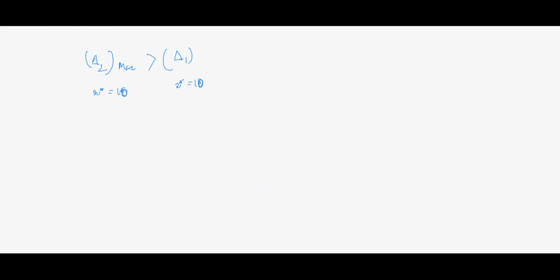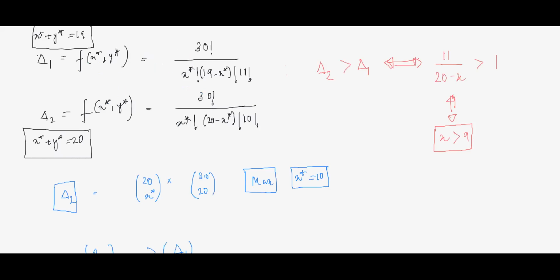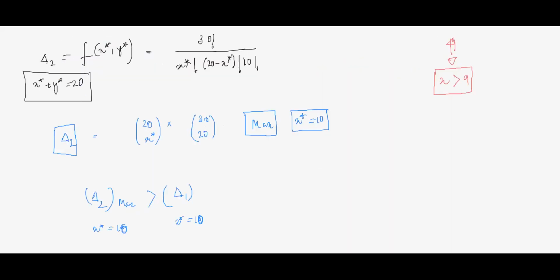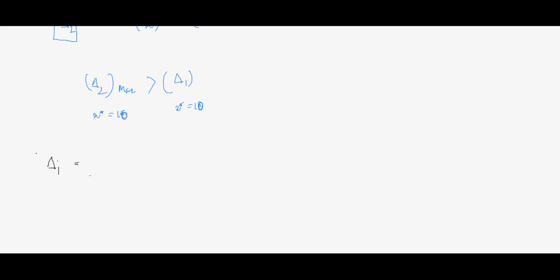So understand this very carefully. Lambda 1, if you remember, is a function of x star. It's nothing but 30 choose 19 into 19 choose x star, a function of x star, remember. And lambda 2 of x star is nothing but 30 choose 20 into 20 choose x star.